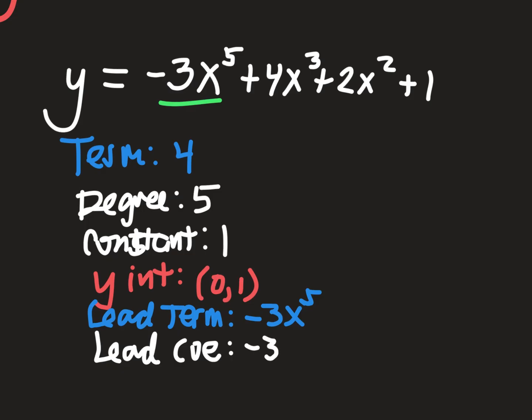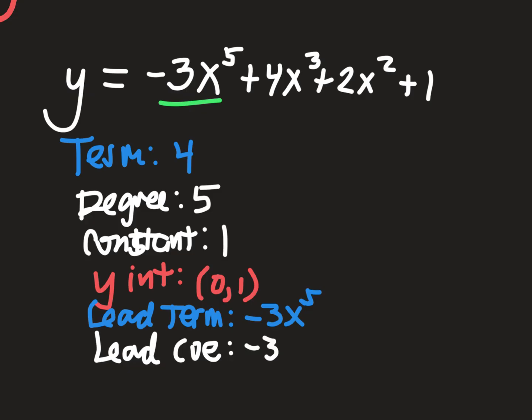The lead coefficient. The coefficient is a number in front of a variable. Right? Is there more than one coefficient up here? Yeah. The -3 is a coefficient. The 4 is a coefficient. The 2 is a coefficient. The 1 is not a coefficient because it's instead called a constant. All right. These are important terms. We're going to use them a lot this unit.